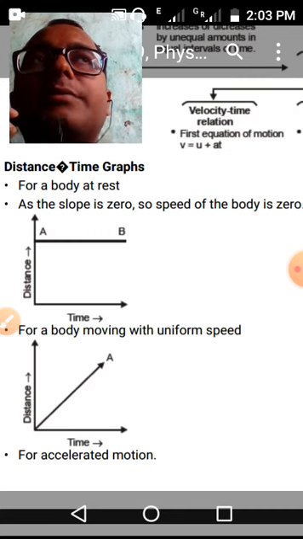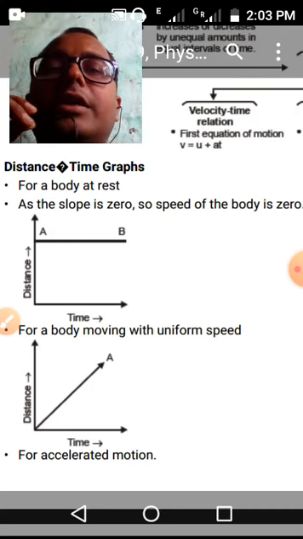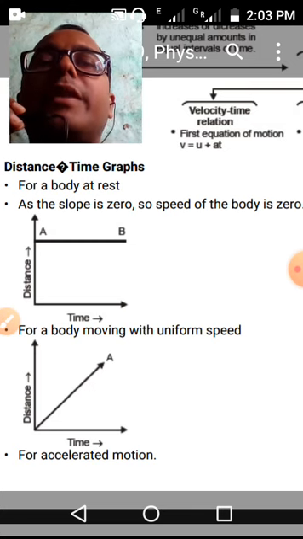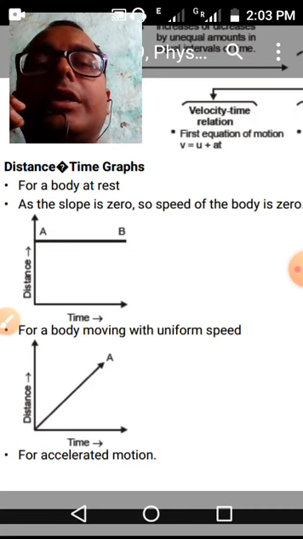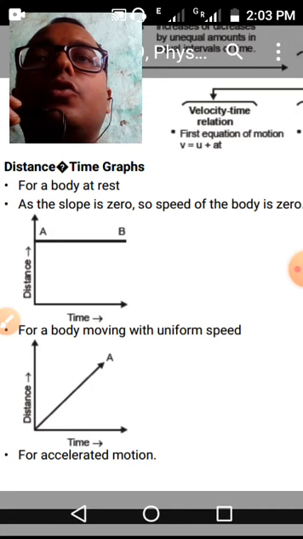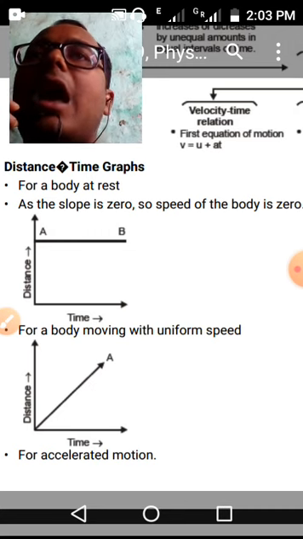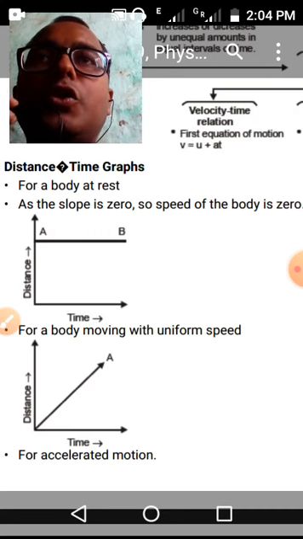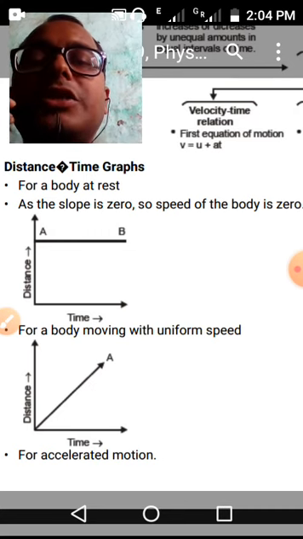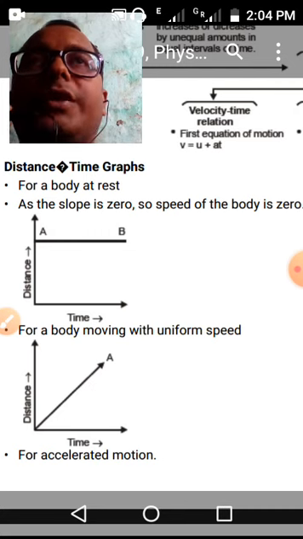Now the next term is velocity. So what is velocity? Velocity is displacement upon time. Displacement is a vector quantity, hence velocity is also a vector quantity. Velocity is categorized in two forms: initial velocity and final velocity. Initial velocity is denoted by small u and final velocity is denoted by small v.